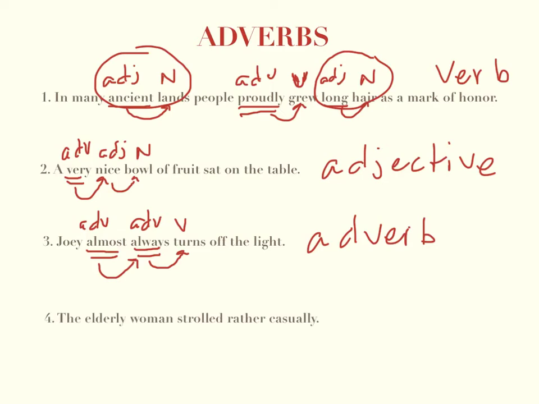The elderly woman strolled rather casually. See if you can identify any adverbs that are used in this sentence. All right, good. We actually have two adverbs here, and if you identified both rather and casually, then you are correct. Now, why is casually an adverb? Well, it has that ly ending, so that's a clue right there. But casually is modifying the verb strolled, and it's answering that question how. How did the elderly woman walk? She walked casually.